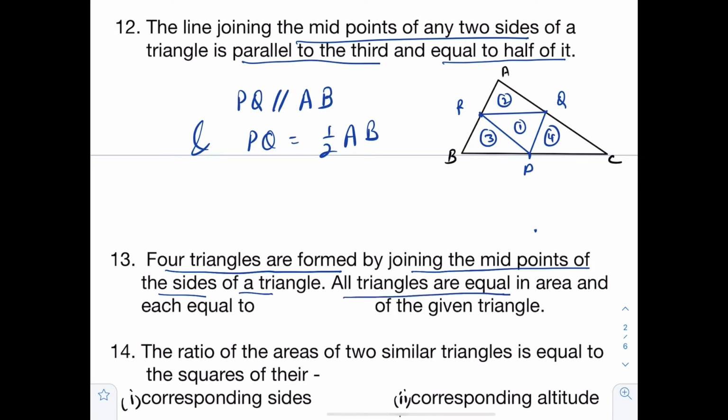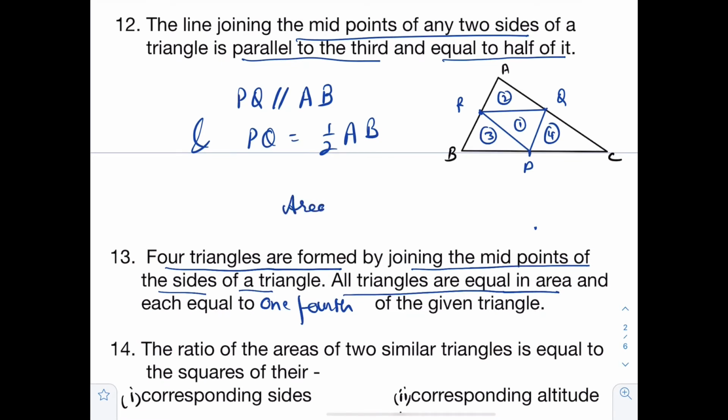All triangles are equal in area and each is equal to 1/4 of the given triangle. It means area of triangle 1 is equal to 1 upon 4 area of triangle ABC.